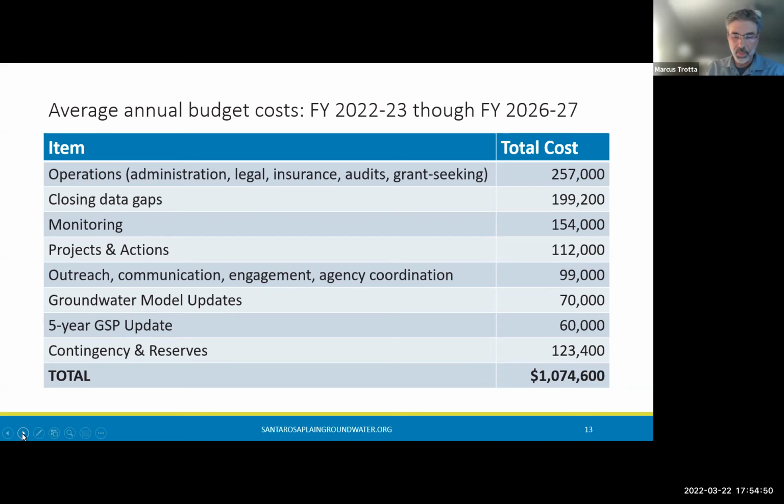This budget also assumes that the Santa Rosa Plain Groundwater Sustainability Agency will be coordinating closely with the 2 other groundwater sustainability agencies in the county, in Sonoma Valley and Petaluma Valley, to jointly share the costs of studies, projects, outreach, and updates where that's possible.